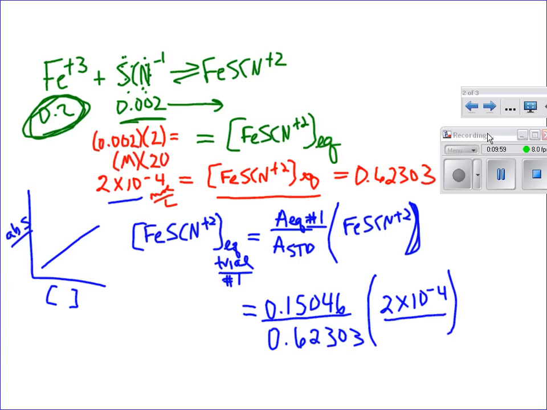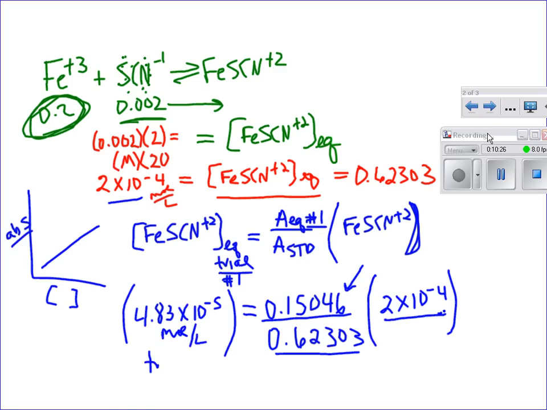So we're going to use this number in every single trial. This top number is going to vary for each trial. We have an absorbance for 1, 2, 3, and 4, so we'll get a different proportion, and this will be a different x. So when we multiply this out, we actually get this number to be 4.83 times 10 to the negative fifth. And that's our concentration at equilibrium for trial number 1. All right? That is my x.